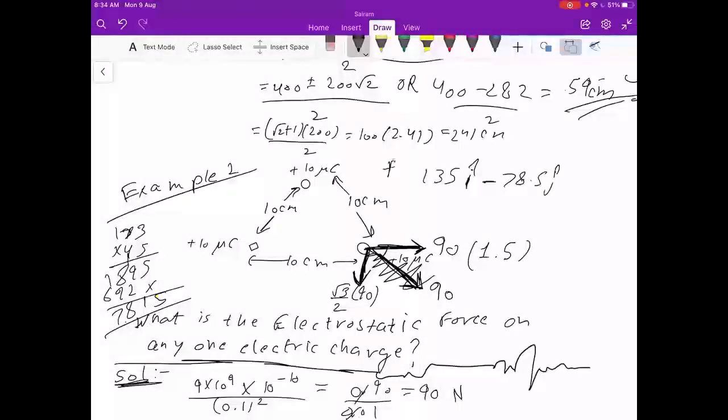This is the force I'm getting. So I want to find the magnitude. Can you calculate this for me?